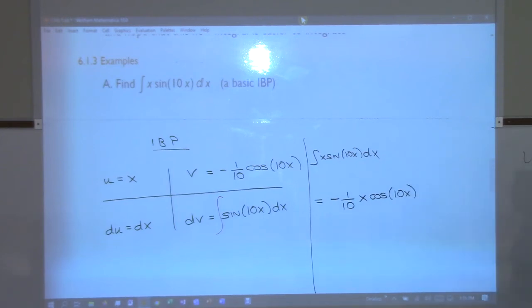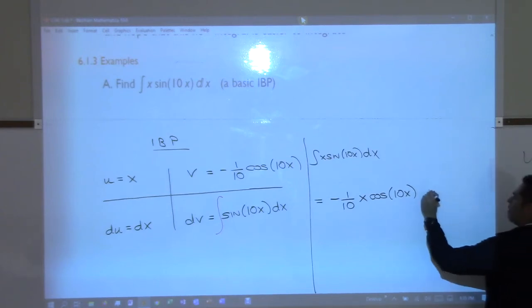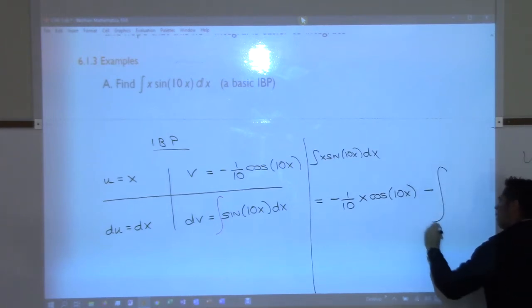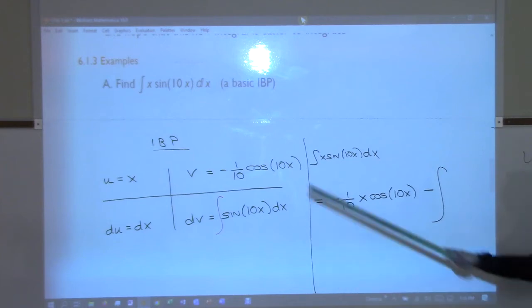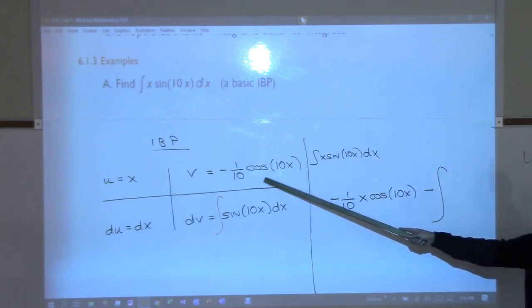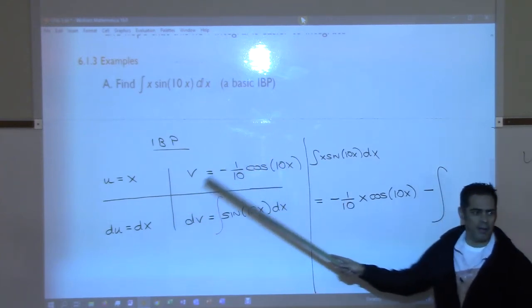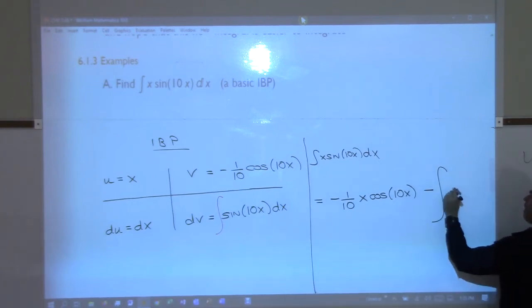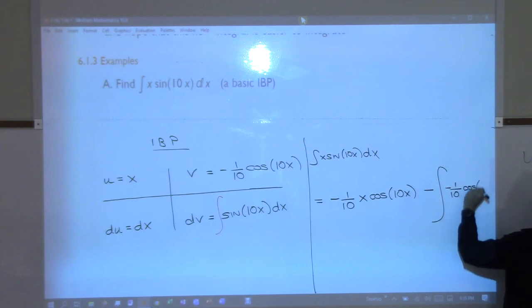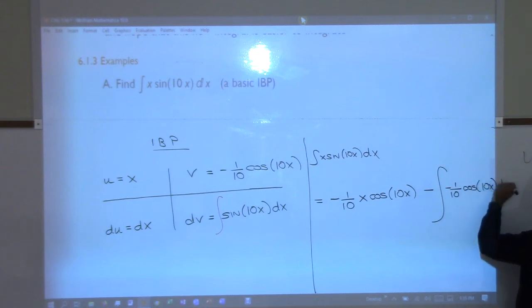And then you said I'm going to subtract from that the integral of v times du. So these two multiplied, dx. So you're going to have negative 1/10 cosine of 10x dx. I'm going to run out of room.